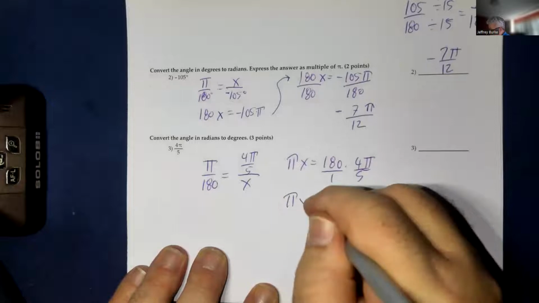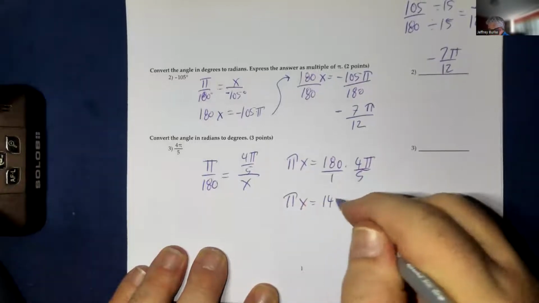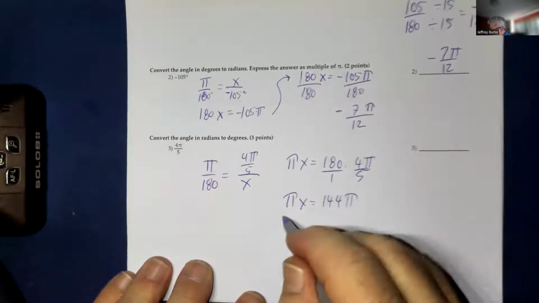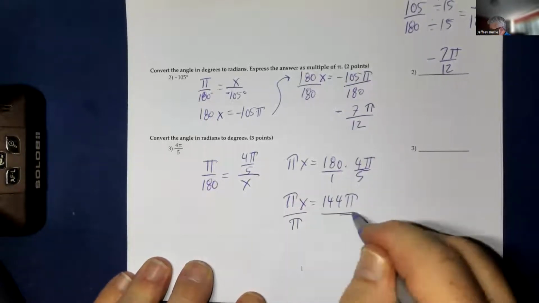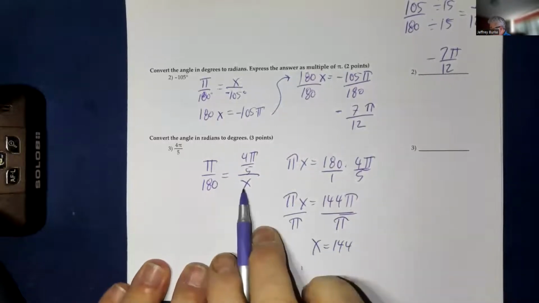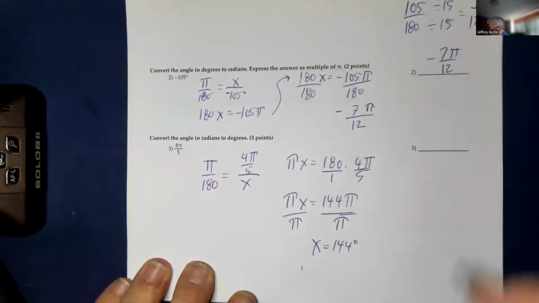So we're going to get pi x is going to equal 144 pi. And then if I divide both sides by pi, I'm going to get x is equal to 144. And remember, we're looking for degrees, so that's going to be 144 degrees.